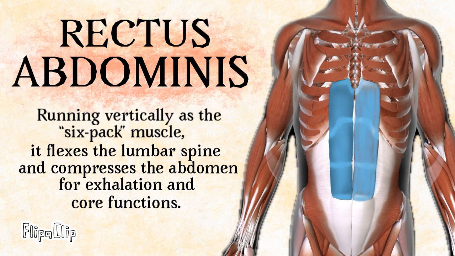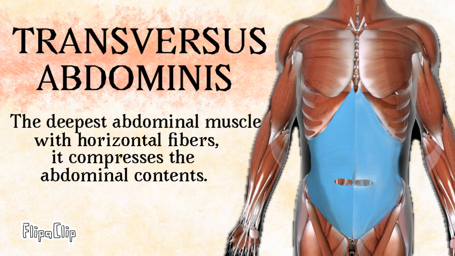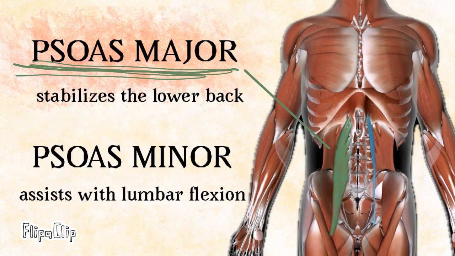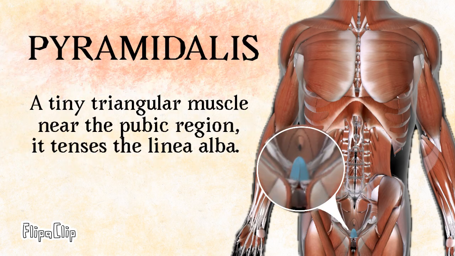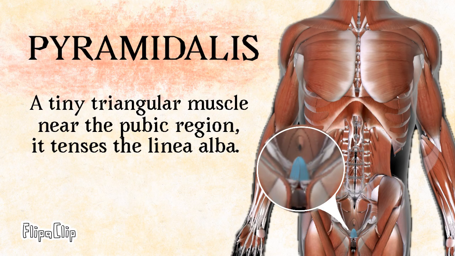Transversus abdominis, the deepest abdominal muscle with horizontal fibers. It compresses the abdominal contents. Psoas major, psoas minor. Pyramidalis, a tiny triangular muscle near the pubic region. It tenses the linea alba.